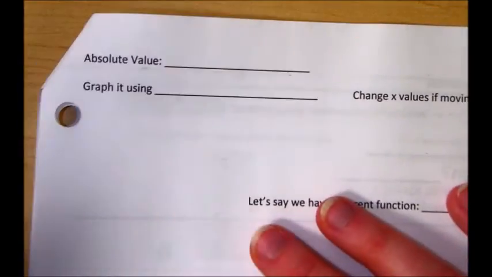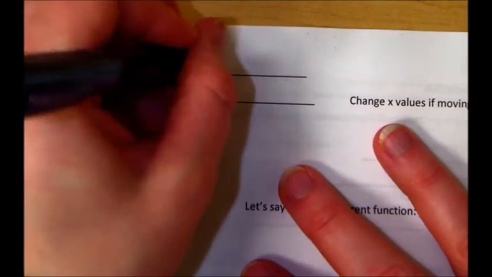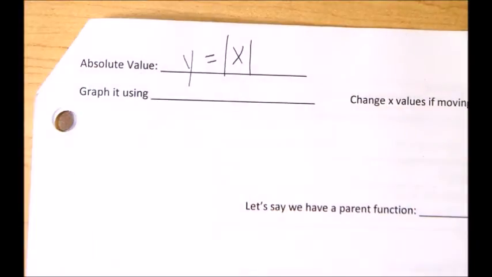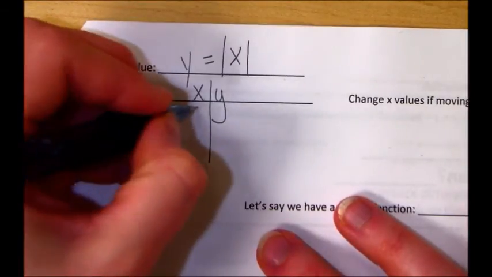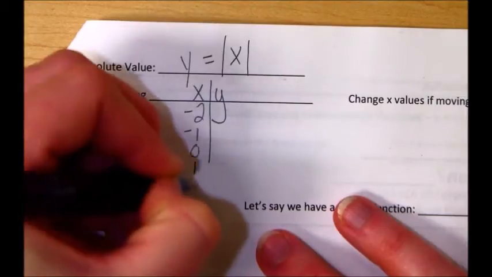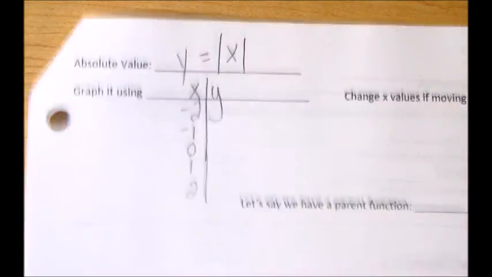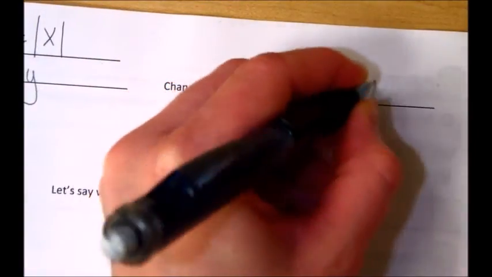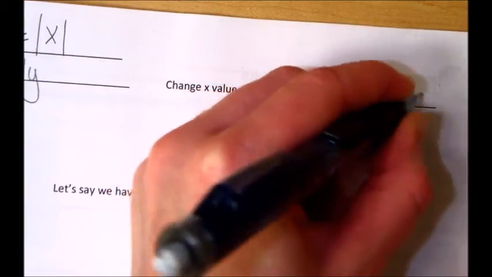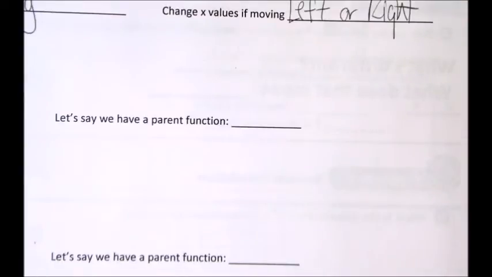An absolute value graph pretty much takes the form of y equals absolute value of x. Again, you would graph it using an XY chart, and from Algebra 1, hopefully you remember, those are typically the x's you pick. You will change the x values, by the way, if you're moving left or right. We'll talk a lot more about that when the time comes.